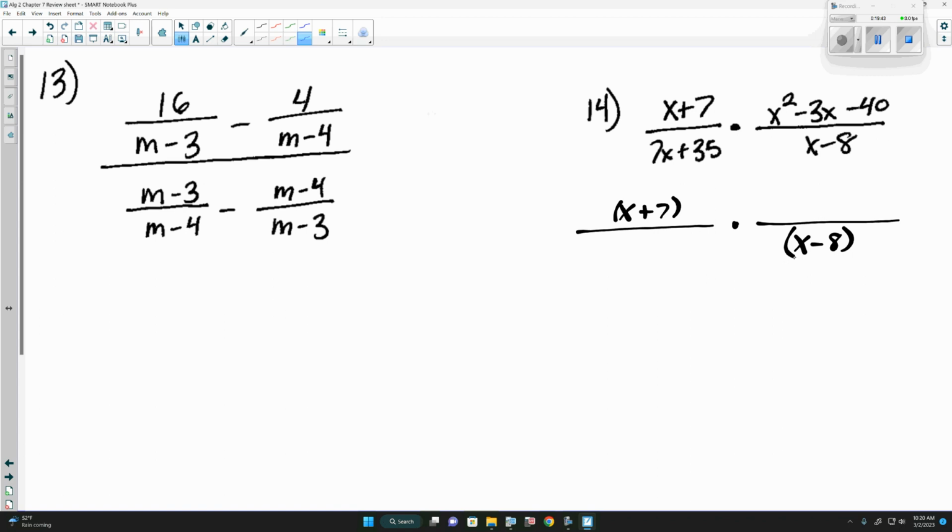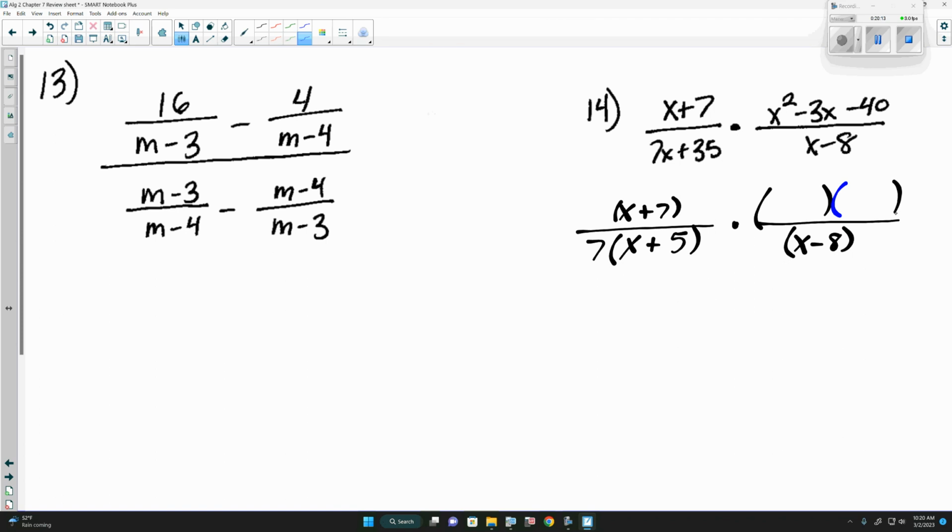Now I'm going to look at 7x plus 35 first. Is there a greatest common factor between 7x and 35? 7. So if we take 7 out of 7x, we're left with x plus, factoring 7 out of 35 we have. And the last one we have to factor is x squared minus 3x minus 40.